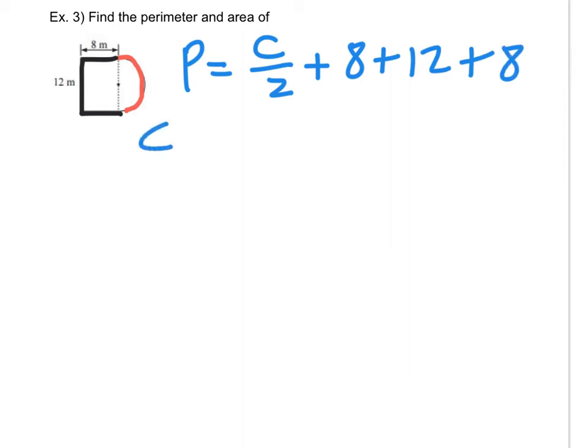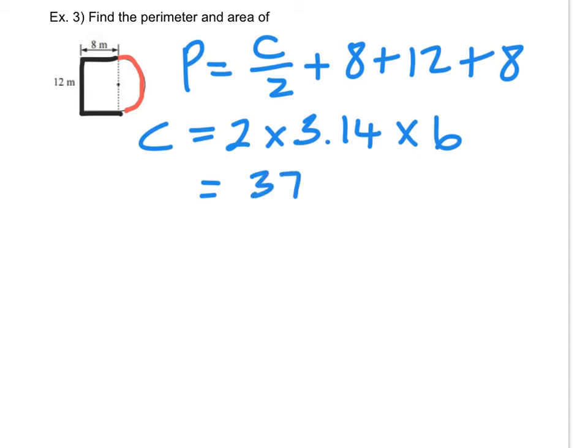And let me work out what the circumference is. The circumference is 2 times 3.14 times the radius. If you look at that semicircle, its diameter is 12, which means its radius is 6. So that's 37.68.